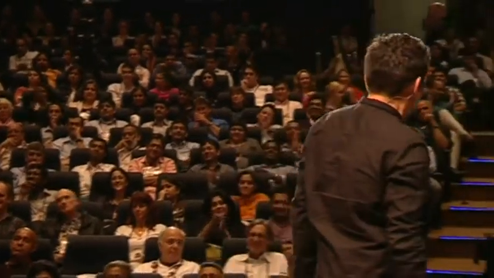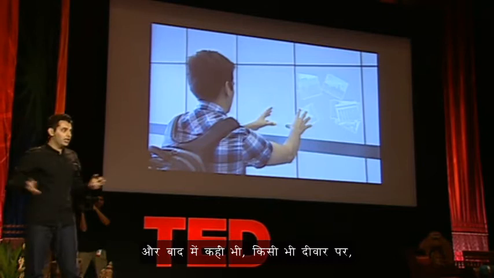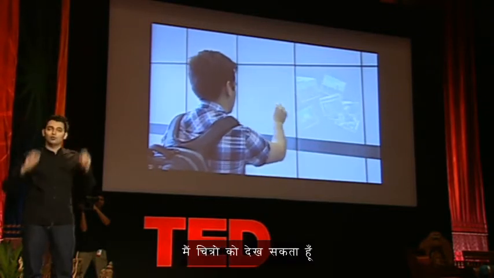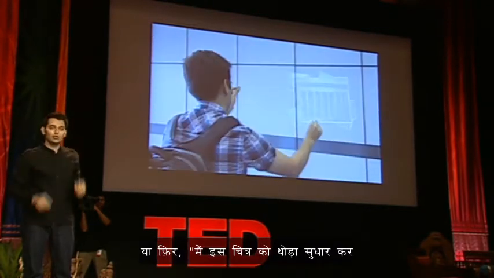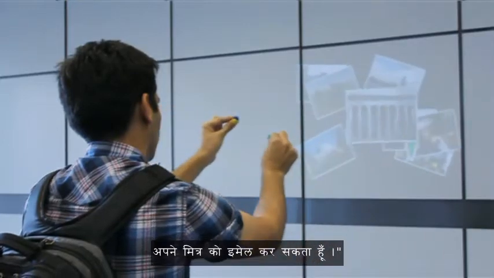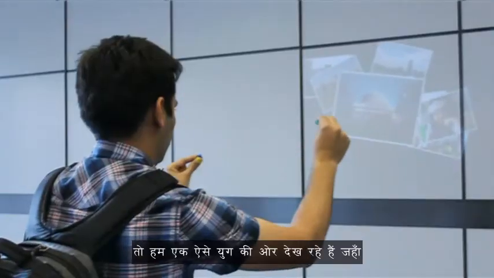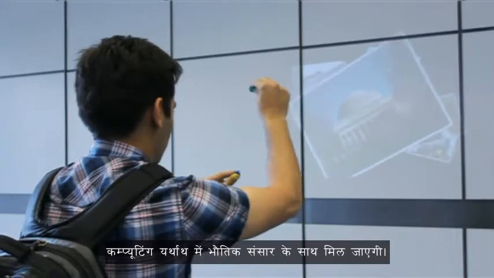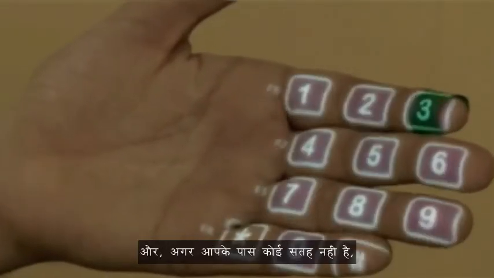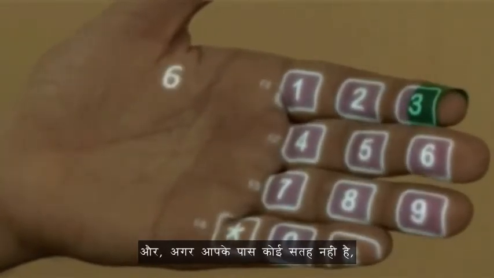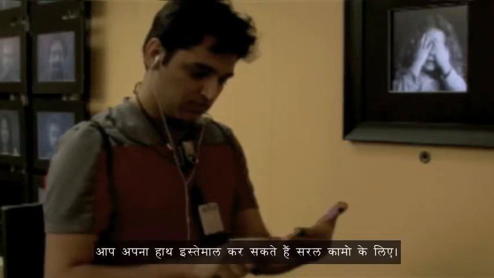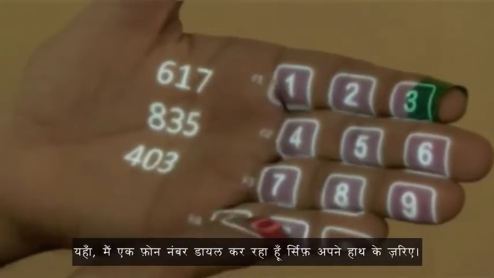And later, I can find a wall, anywhere, and start browsing these photos. Or maybe I want to modify this photo a little bit and send it as an email to a friend. So we are looking for an era where computing will merge with the physical world. And of course, if you don't have any surface, you can start using your palm for simple operations. I'm dialing a phone number just using my hand.